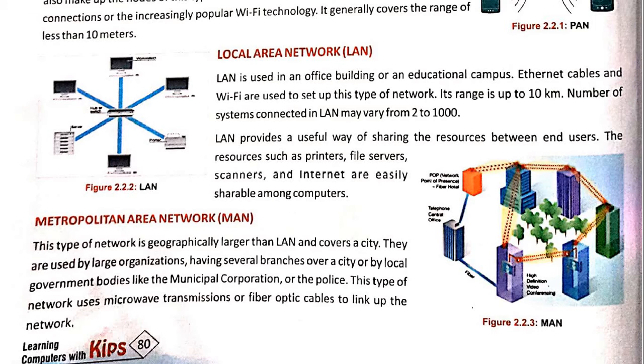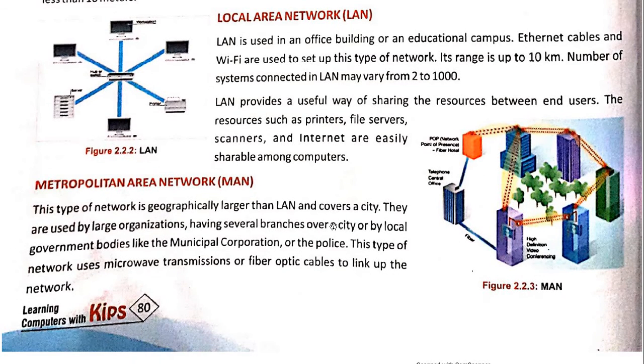Means police station, railway, roadways, all are connected with the help of network, and that is called metropolitan area network. This type of network is geographically larger than LAN, you can see here, and it expands over a city. Means it covers a whole city.